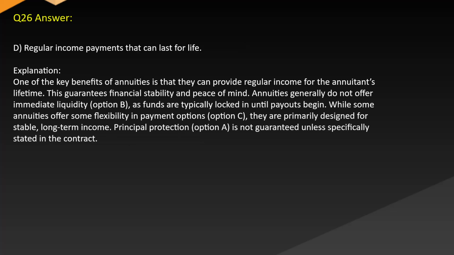Answer: D. Regular income payments that can last for life. Explanation: one of the key benefits of annuities is that they can provide regular income for the annuitant's lifetime. This guarantees financial stability and peace of mind. Annuities generally do not offer immediate liquidity, option B, as funds are typically locked in until payouts begin. While some annuities offer some flexibility in payment options, option C, they are primarily designed for stable long-term income. Principal protection, option A, is not guaranteed unless specifically stated in the contract.